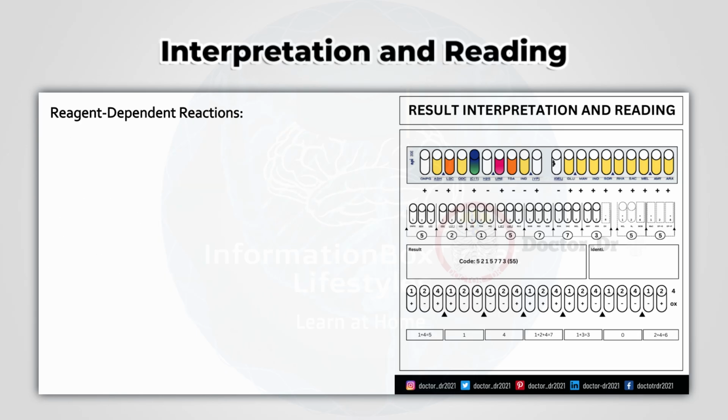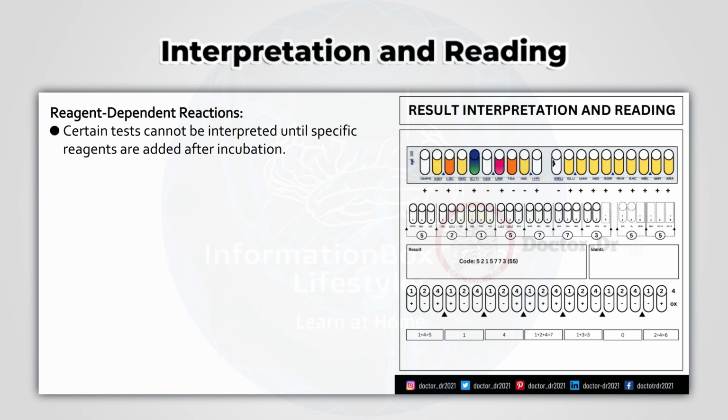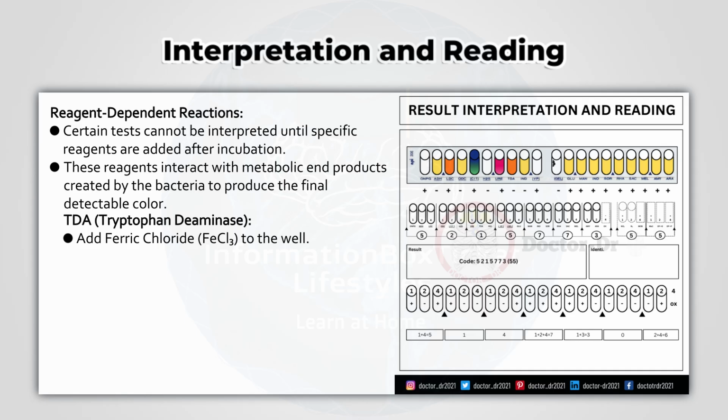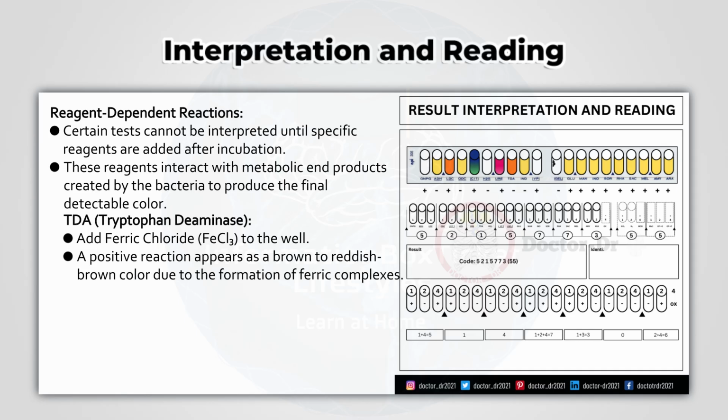Reagent-dependent reactions. Certain tests cannot be interpreted until specific reagents are added after incubation. These reagents interact with metabolic end products created by the bacteria to produce the final detectable color. TDA, tryptophan deaminase. Add ferric chloride, FeCl3, to the well. A positive reaction appears as a brown to reddish-brown color due to the formation of ferric complexes.